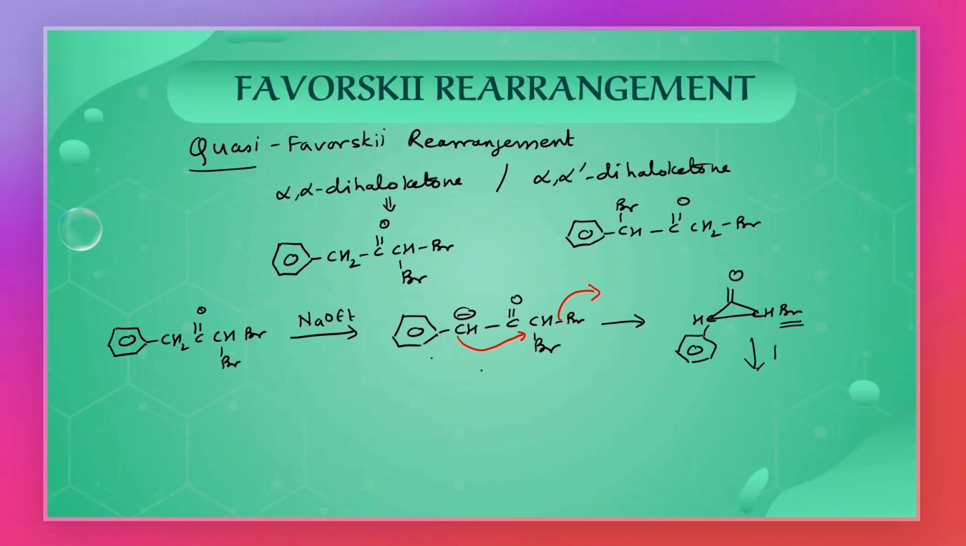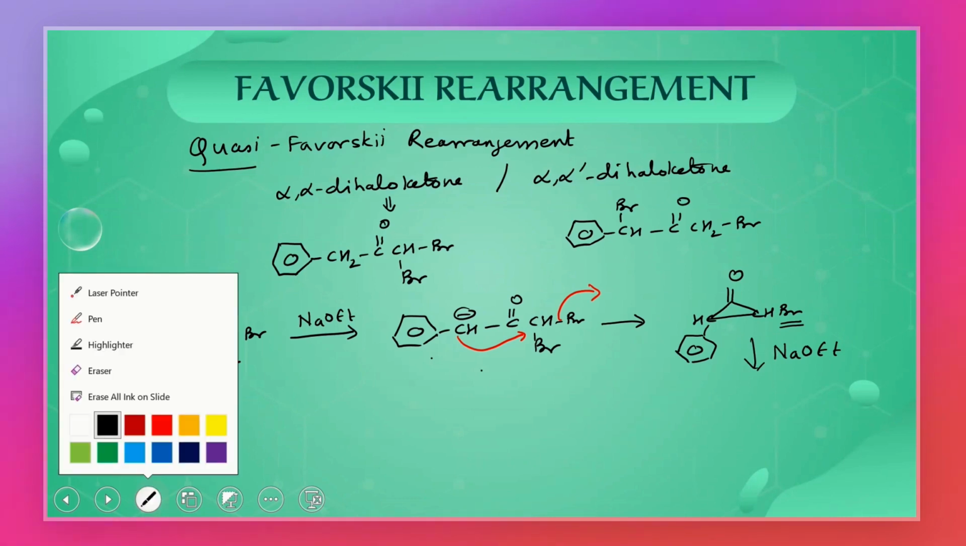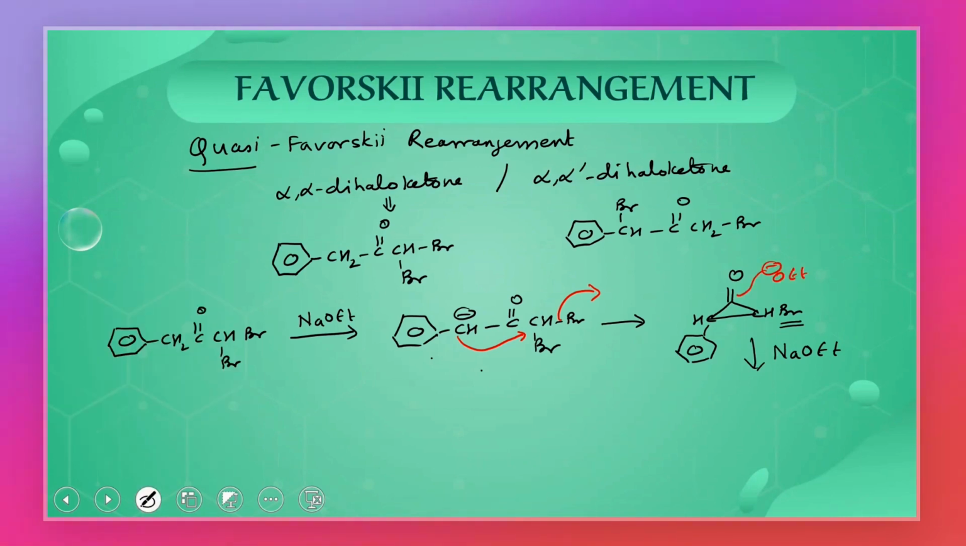The next step, as before, I'll be having the attack of the base, sodium ethoxide. So the OEt minus will attack the cyclopropanone intermediate, resulting in the formation of the tetrahedral intermediate. So I have a CHBr here, and I have a hydrogen and a phenyl ring on the other side of the cyclopropane. Okay. Now in the previous case, what we saw is that when this O minus reverts, I have cleavage of either this side or that side. So I have shift of electrons like this or like this.